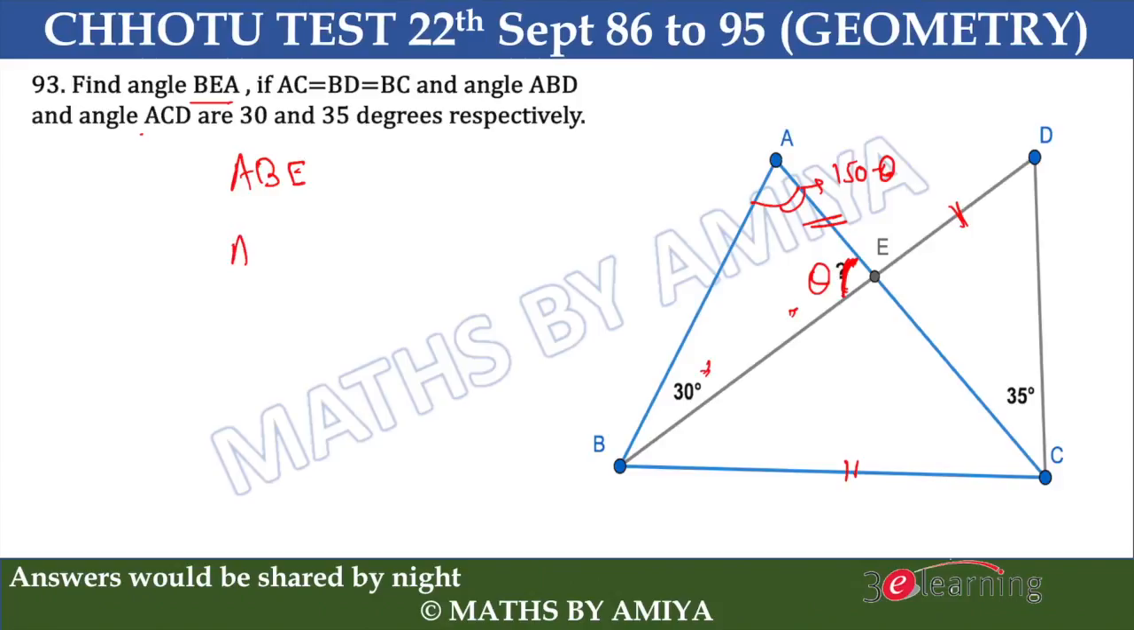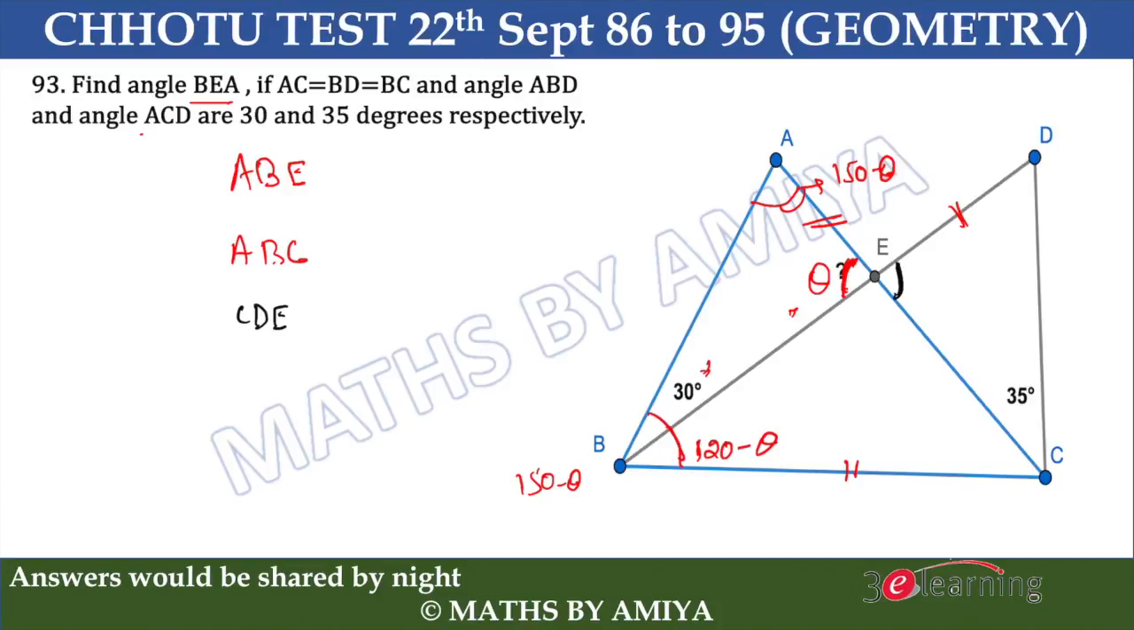And if we work on triangle ABC, angle A is equal to angle B, so this complete angle should be 150 minus theta. So we can say this one is 120 minus theta. Perfectly fine. Now work in triangle CDE.